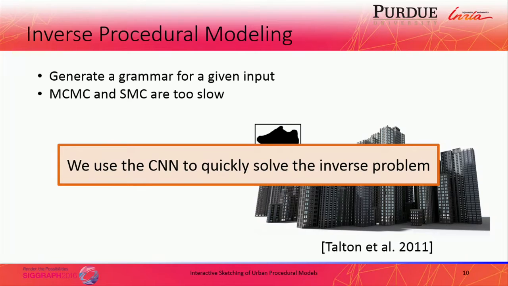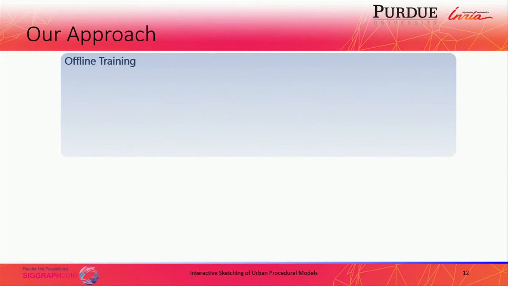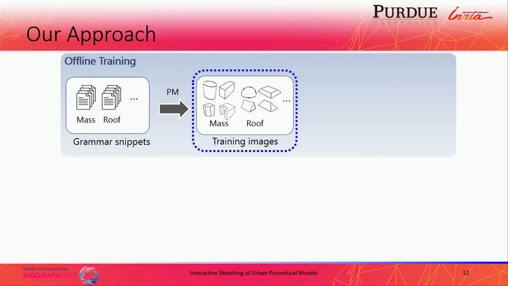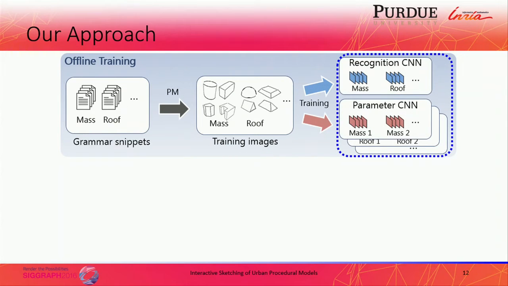Our approach consists of two stages, offline training and online sketching. We define a set of grammar snippets for each object type: building mass, roof, window, and ledge. A large number of training images are synthesized from the grammar snippets. Then we train two types of CNNs, recognition CNN and parameter estimation CNN.